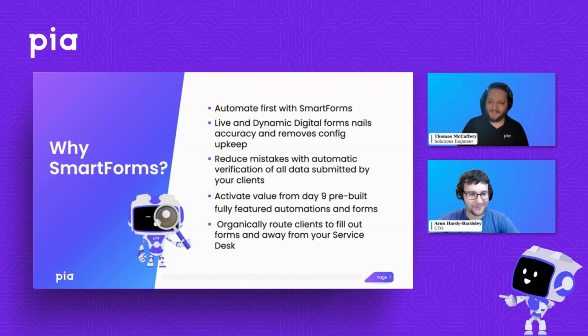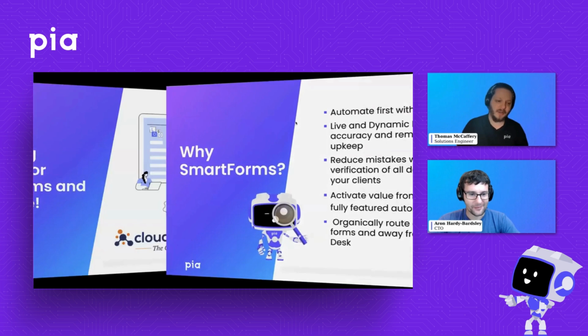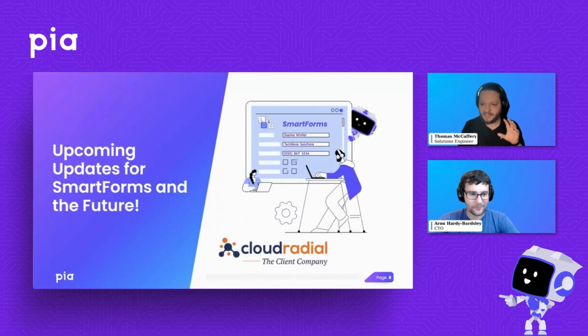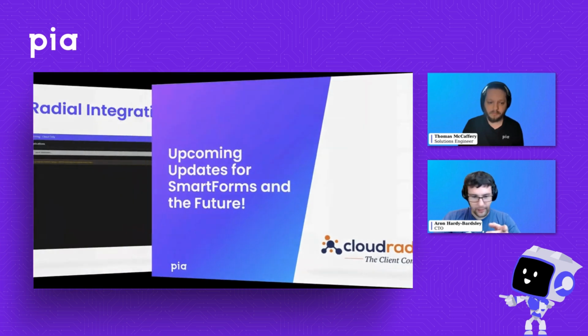Amazing. Absolutely fantastic. All right, let's talk a little bit about the future. Now, we've seen a few of these things already, but Aaron, what else can you tell us? Expand on some of the points that we've seen. What's coming down the line for SmartForms? Yeah, so of course we've seen Cloud Radial. We do have Cloud Radial, I think, on the next slide here.